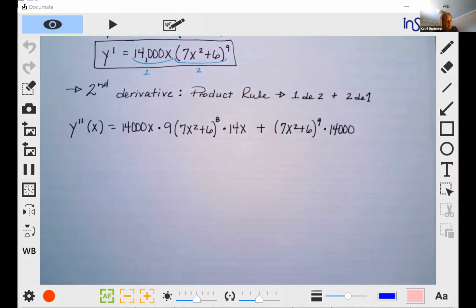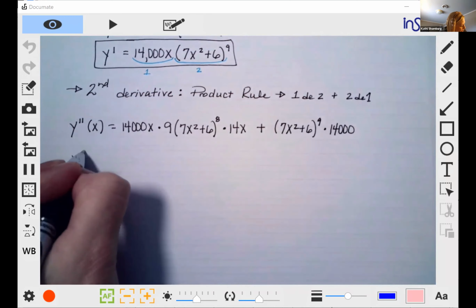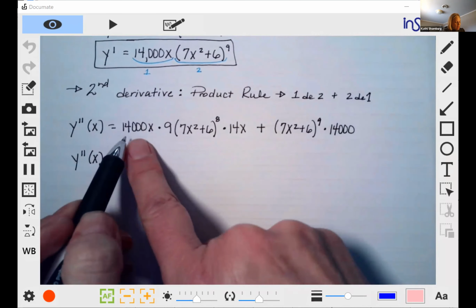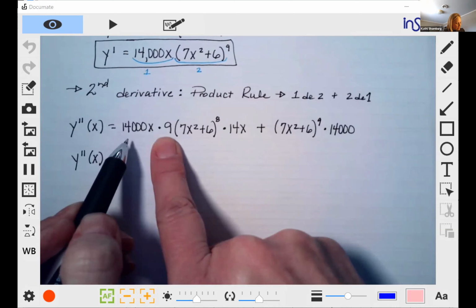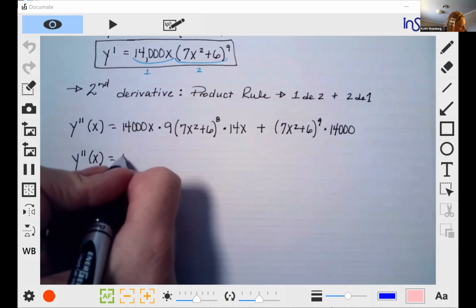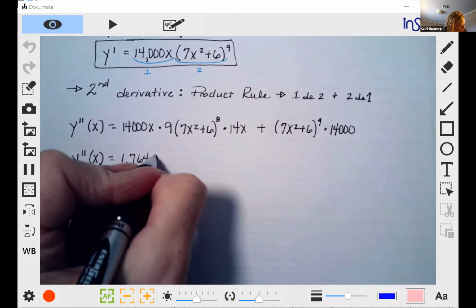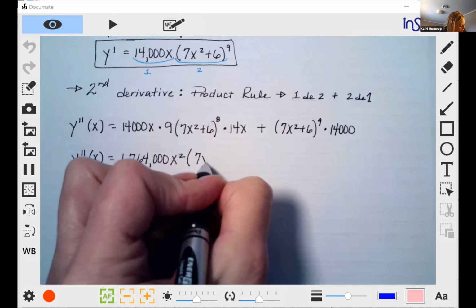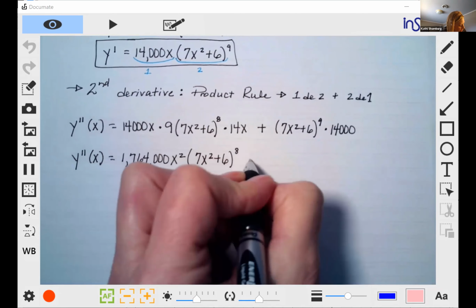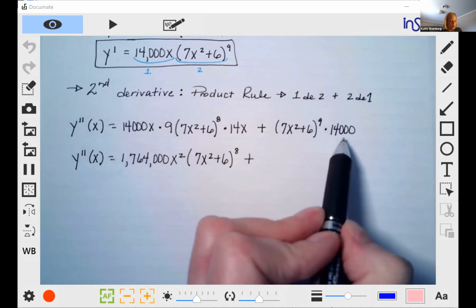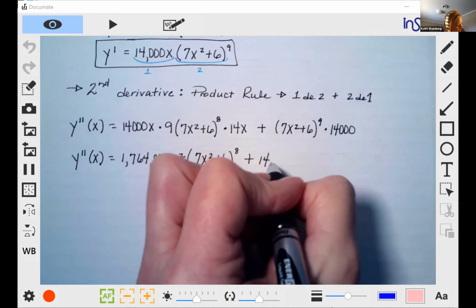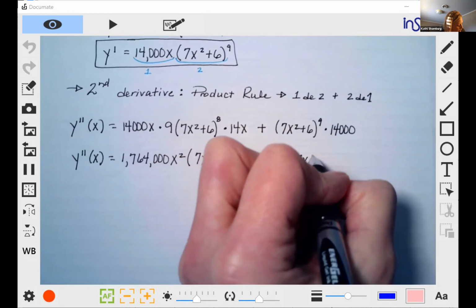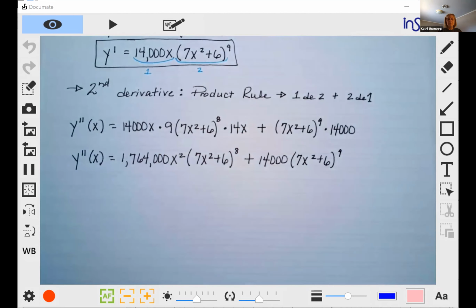All right, so then what I'm going to do is clean this up a little bit. So I'm going to multiply 14,000 times 9 times 14, and you get 1,764,000. And then we have x times x, which is x squared, times 7x squared plus 6 to the 8th, plus, and this is easier to clean up, all I'm going to do is put that 14,000 out front. Okay, now that is a sufficient answer for WebAssign. That would be a sufficient answer for the test.